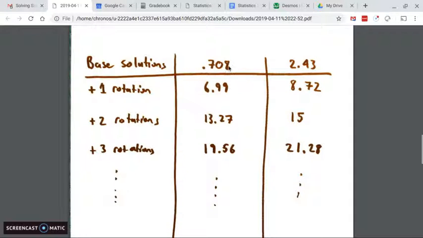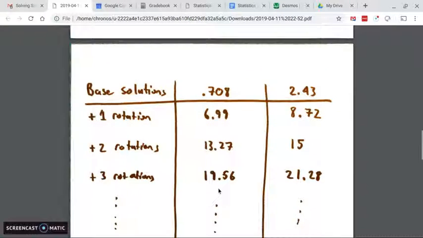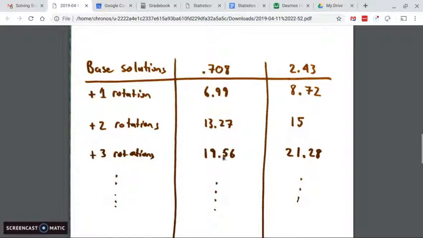Here are the two base solutions that I found at the beginning. This is the first quadrant one. This is the second quadrant one. If I add 2 pi to 0.708, I get 6.99. If I add another 2 pi to that, I get 13.27. Another 2 pi, I get 19.56. This could go on and on forever, but we're not going to want solutions with angles that high.